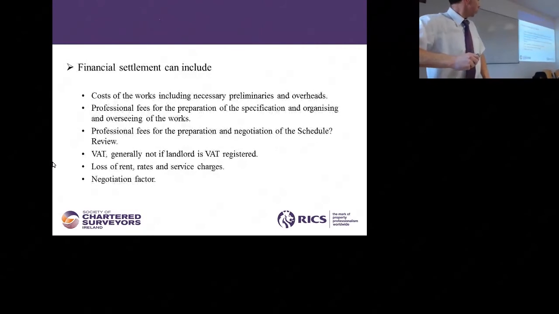Typically, the financial settlement will include the cost of the works, the professional fees for organising and overseeing the works, also the professional fees that the landlord has incurred in preparing the schedule. And there'll also be VAT, but that depends on the VAT status of the landlord. If the landlord is VAT registered, generally he will be able to claim back the VAT, so he can't add that as a claim. And then you may be caught for loss of rent, rates and service charges, etc. as well. But that will only apply if the loss is related to the tenant's actions. If you are unable to let the building, you wouldn't be able to recover those items.